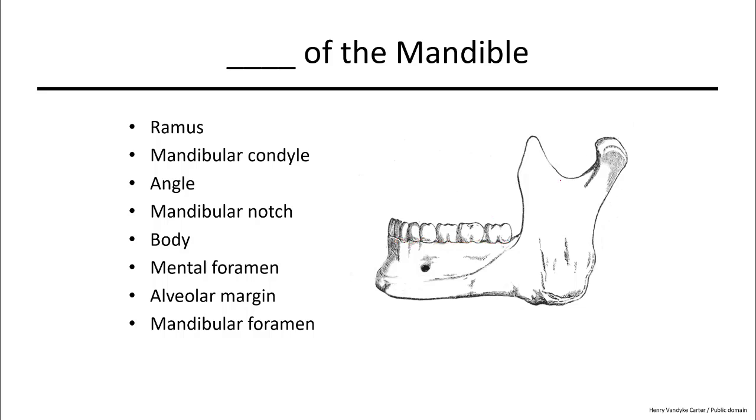And then mandibular foramen is unseen in this image because it's on the back side of the ramus. There's actually a hole back here that a nerve will come through that will serve the teeth, but it's on the medial side of the ramus.